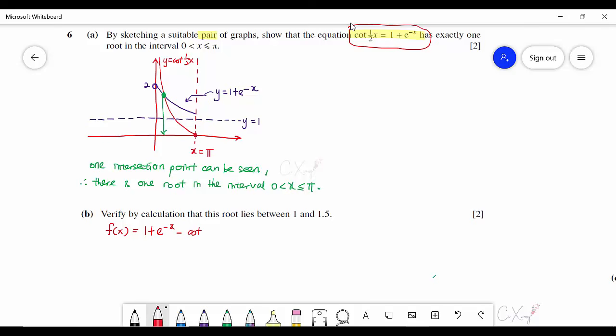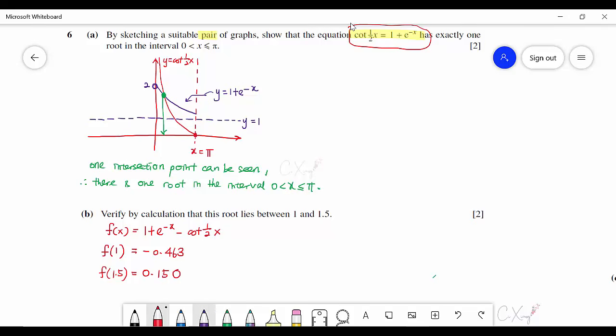Minus cotangent half x. Right? Then I will substitute the value 1, and also I will substitute the value 1.5 into this function. And what is the value that I will get? So when I substitute 1, the value that I get will be negative 0.463. And for 1.5, I'll get 0.150.